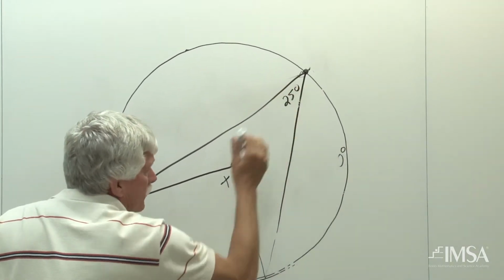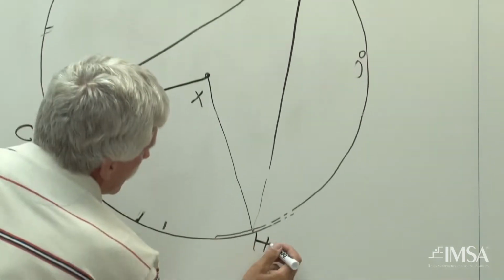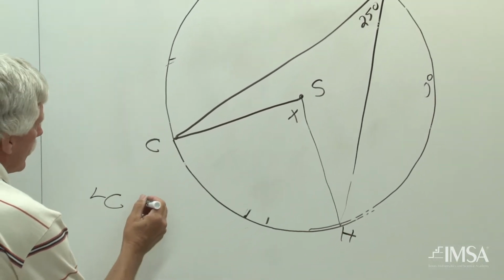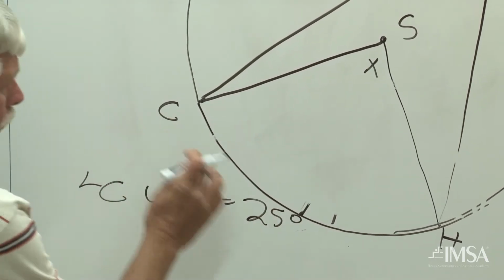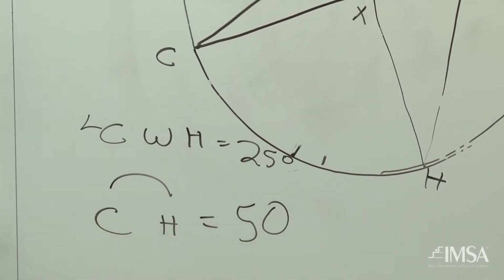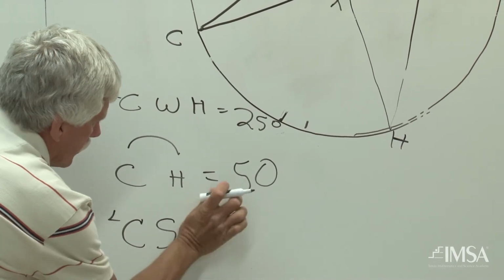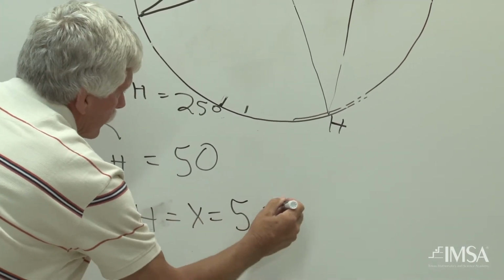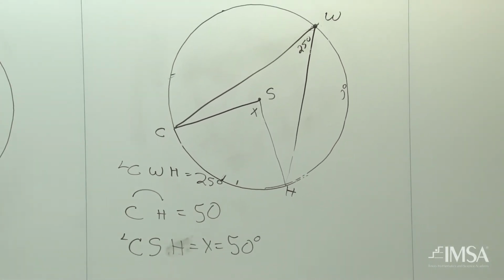Well, we know that this inscribed angle is 25 degrees. So let me label my points: C, H, W, and S. So if I know that angle CWH is equal to 25 degrees, then I would know that arc CH is equal to 50 degrees, which would then make angle CSH, equal to X, which is 50 degrees, the same size as arc CH. So that's how that relationship works. We'll look at one more sample for this video.